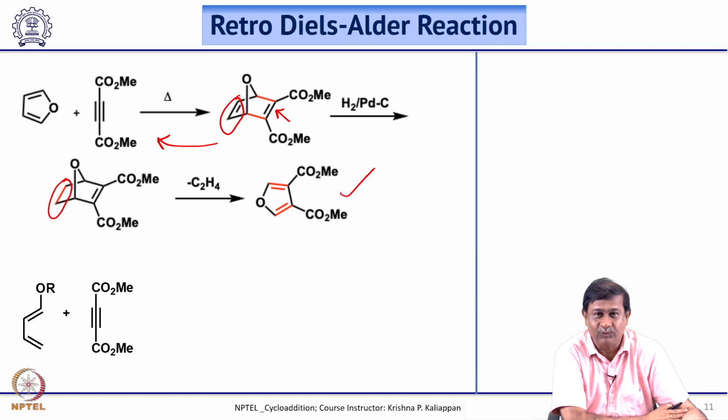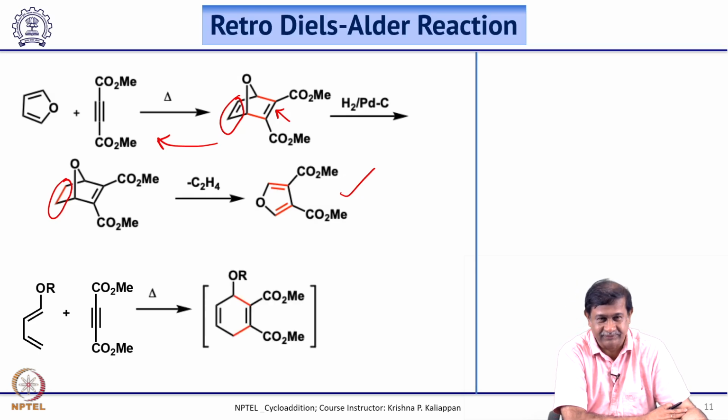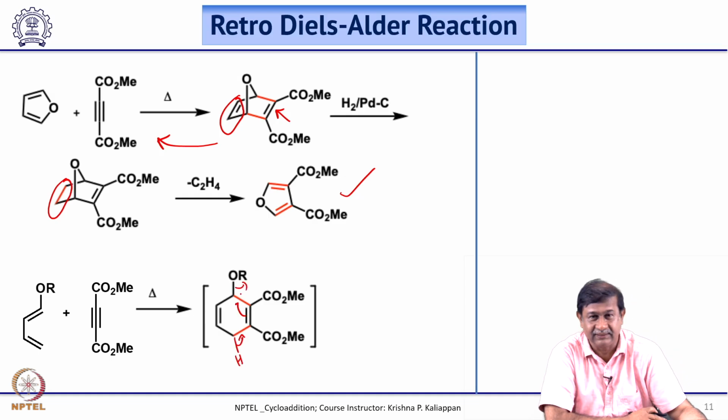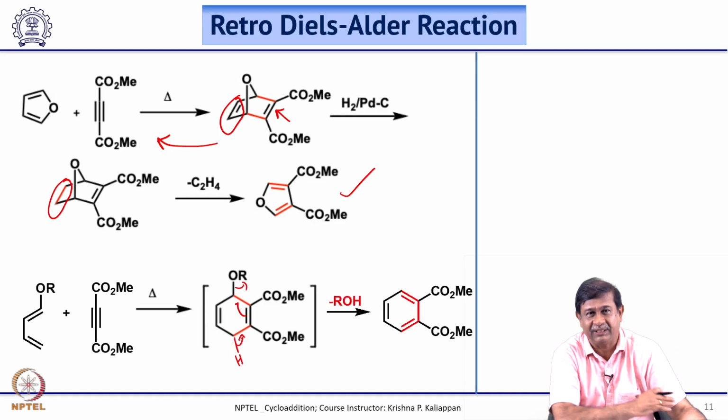Likewise, you can take one alkoxy-diene and then treat with dimethylacetylene dicarboxylate. So, that also should give this particular intermediate. Now, unlike the earlier cases, you do not see a potential leaving group like ethylene or acetonitrile or nitrogen, but what it can do is it can undergo elimination of an alcohol, so that the more stable aromatic compound will be obtained in the end.